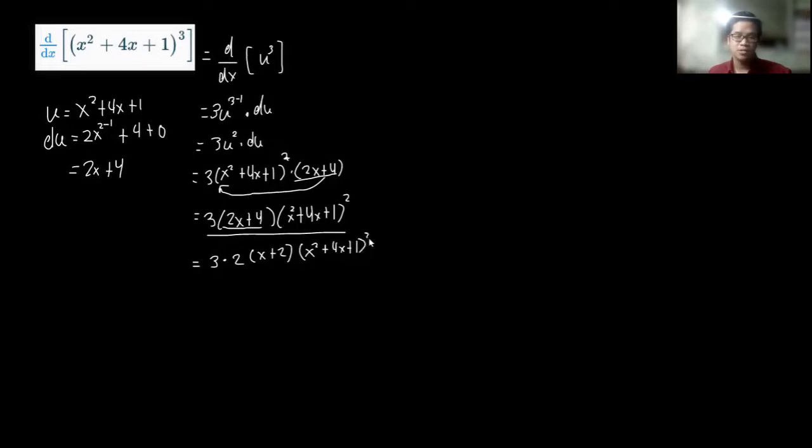And that's it. So we have 3 times 2, 6, x plus 2, then times x squared plus 4x plus 1. And there we go, guys. That is your final answer.